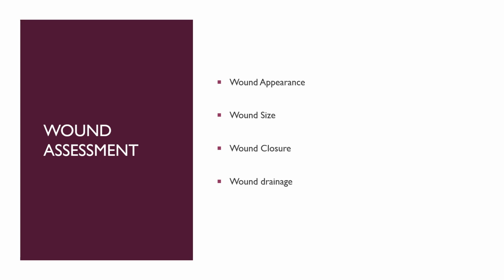Next is the thickness of the wound. This assessment includes the identification of the exposed layer. For example, the loss of epidermis is categorized under superficial wounds, whereas if the dermis is involved, then it is called a partial thickness wound. And lastly, the exposure of subcutaneous fat, muscle, or bone is categorized under full thickness wounds.